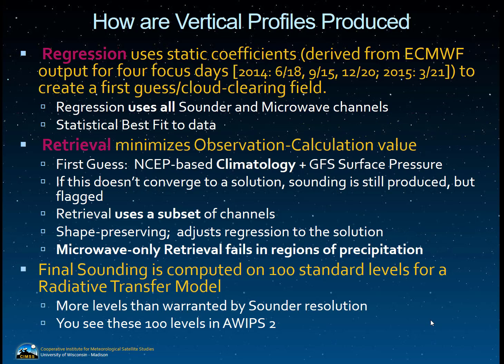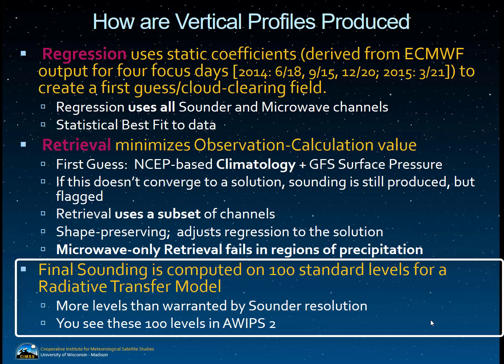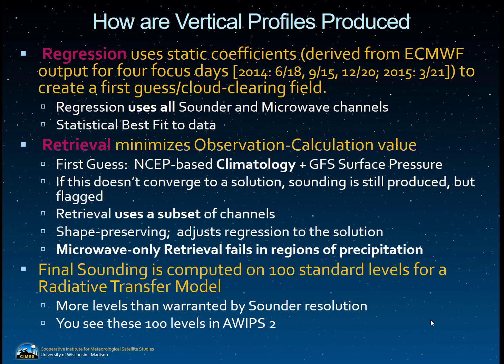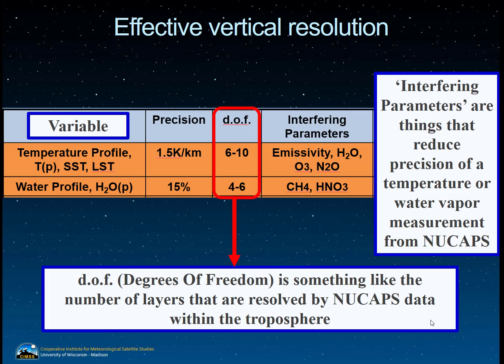The retrieval is using a radiative transfer model with 100 standard levels. So if you look in AWIPS, you will see 100 levels from these profiles. That's a lot more vertical levels than are warranted by the sounder resolution. In fact, the vertical resolution is shown here. So in the troposphere, you have about 6 to 10 layers of temperature and about 4 to 6 layers of water vapor information. Don't go into a NUCAPS profile expecting to see a lot of vertical variability.